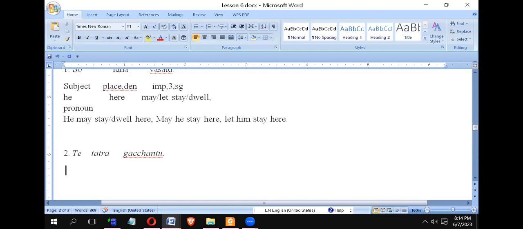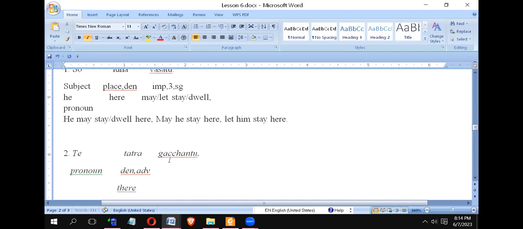They is a third person plural. It's a they, right? No, they is a subject here. It's a pronoun. Right, then the tatra is a demonstrative adverb, that. Adverb, okay.